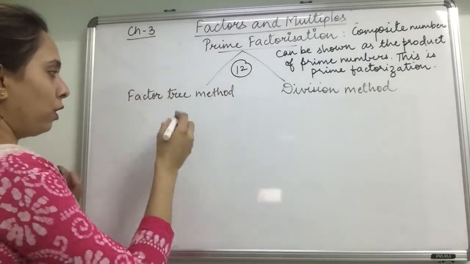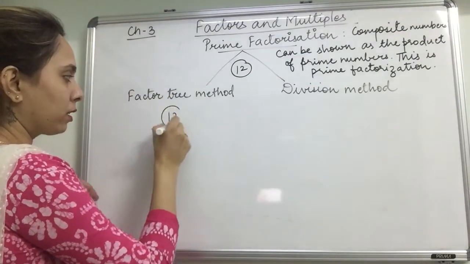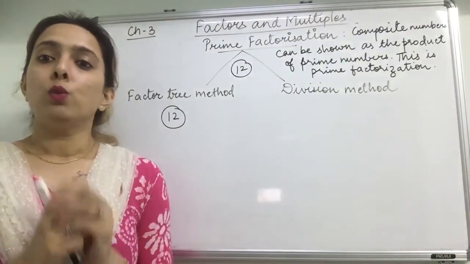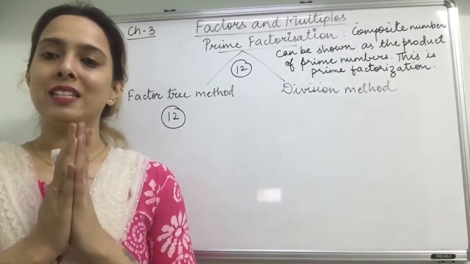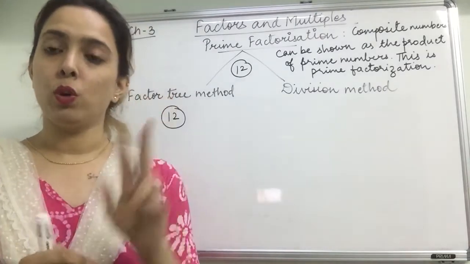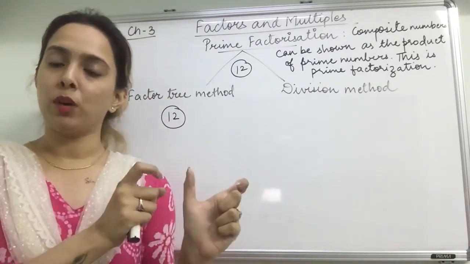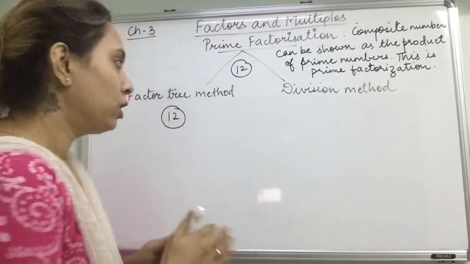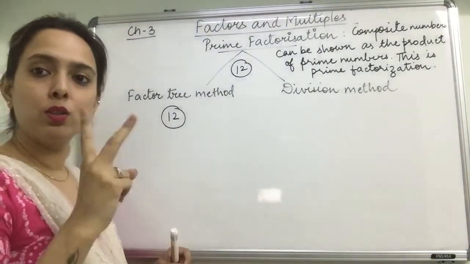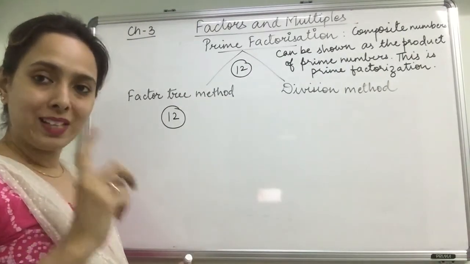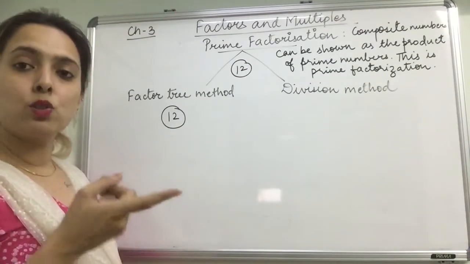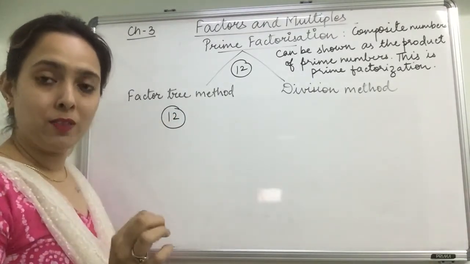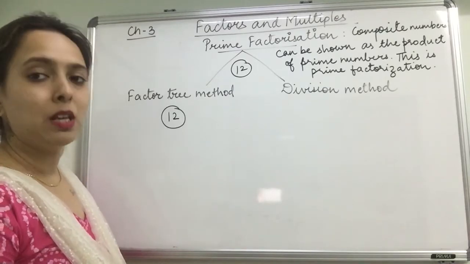So first of all we will write 12 in a circle. So 12 is a composite number. We will always start with 2. We will use one prime number and one composite number for the product. So first of all we will start with 2. 2 is a factor of 12. So this composite number 12 is divisible by 2. How many times? 6 times.